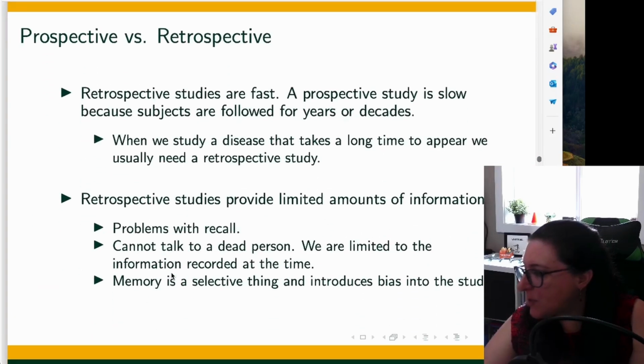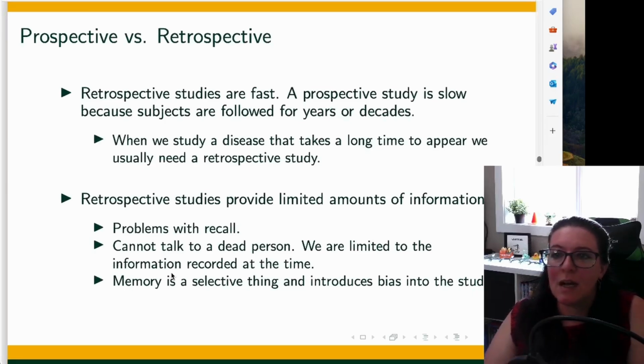Okay, so retrospective studies are fast. Prospective studies are going to be slow because we're going to follow people over time. When we study a disease that takes a long time to appear, then typically we're using a retrospective study.